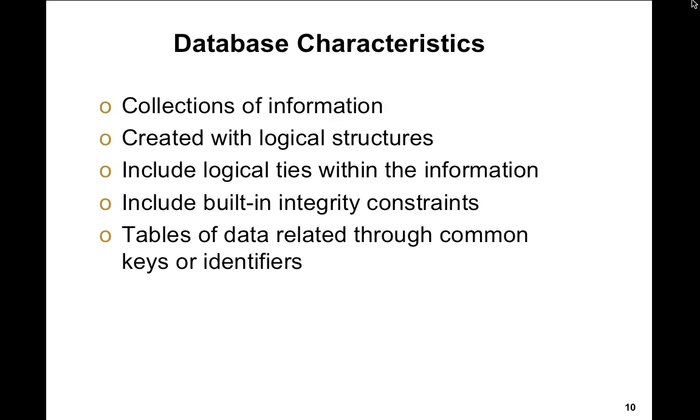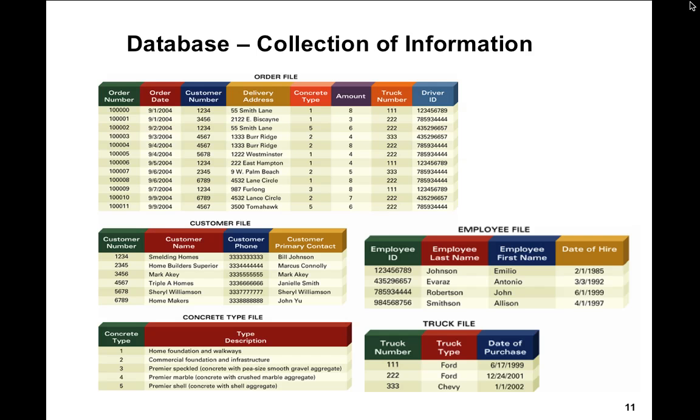If the employee's gone, so are the dependents. So logical things determine the constraints or the integrity of the database. The tables of data are related through common keys or identifiers. Those would be the primary keys, secondary keys, and stuff like that. The database is a collection of information.